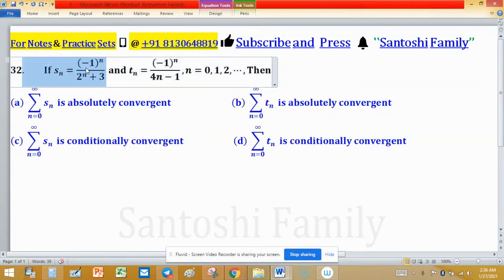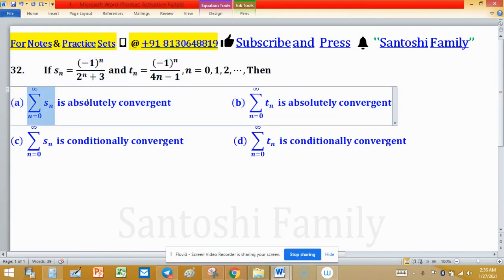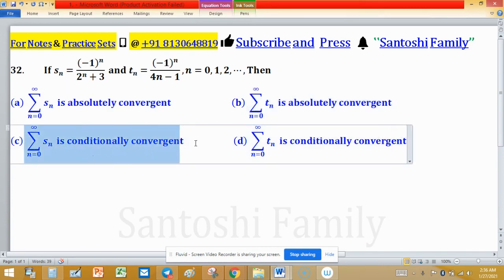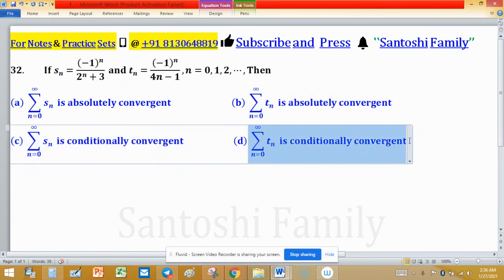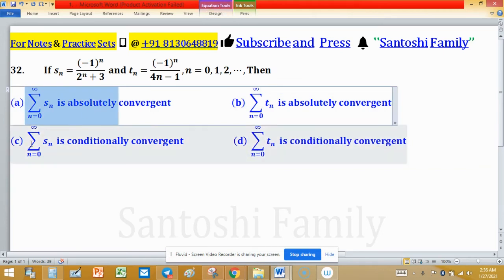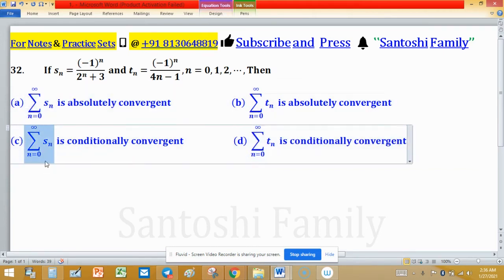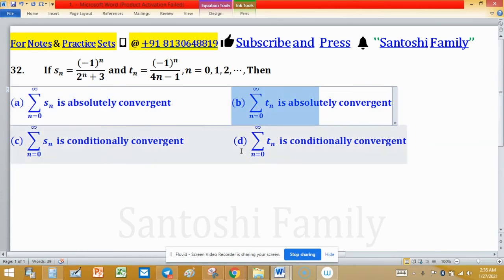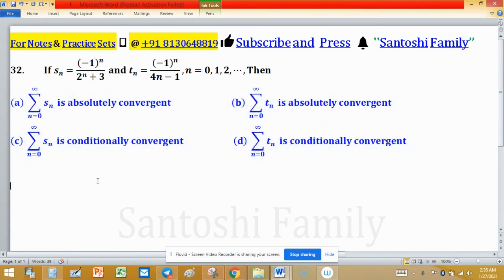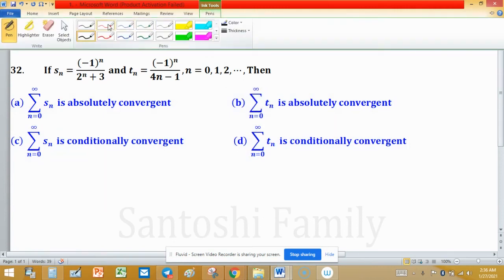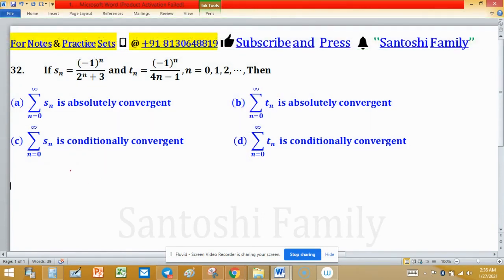If Sn equals (-1)^n upon 2^n plus 3 and Tn is this, then: summation Sn is absolutely convergent, summation Tn is absolutely convergent, summation Sn is conditionally convergent, and summation Tn is conditionally convergent. From options A and C, you can see if one is true, then the other will be false. And from options B and D, if one is true, then the other will be false. Now, what is conditionally convergent and absolutely convergent?